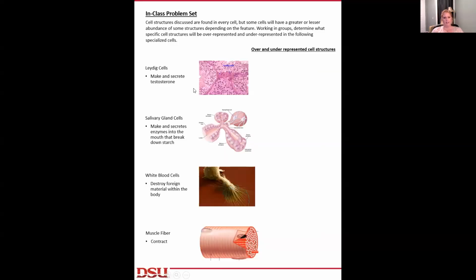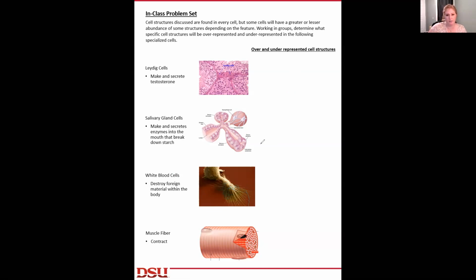In-class problem set. Pause here. The information that you're going to need to answer these is back on that first page, the pre-lecture assignment, where it lets you know what the different functions of the different organelles are. So take what you know about those organelles and what they do and apply it to the functions of these cells that they're giving you. It may seem intimidating at first, but it's really not. You have the information you need to at least make a good educated guess.